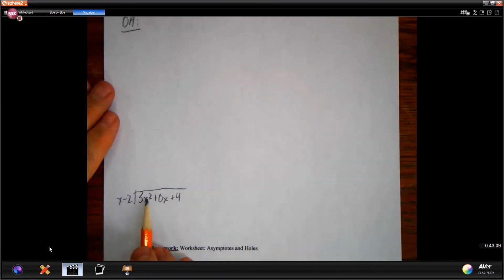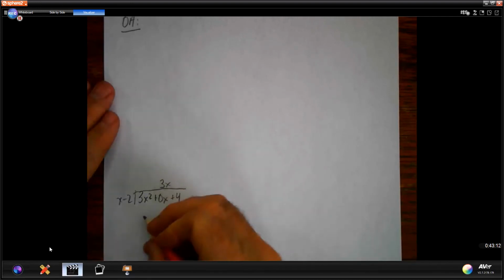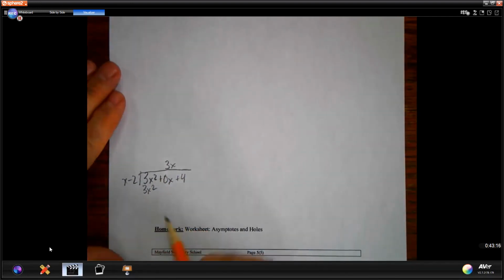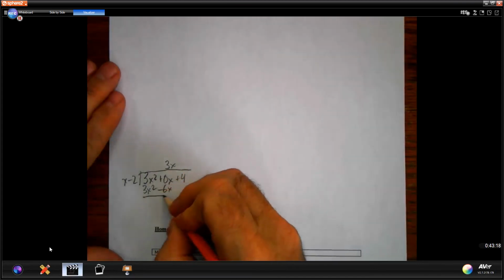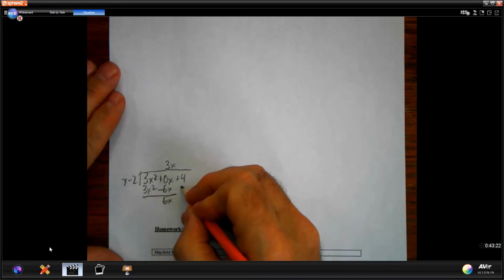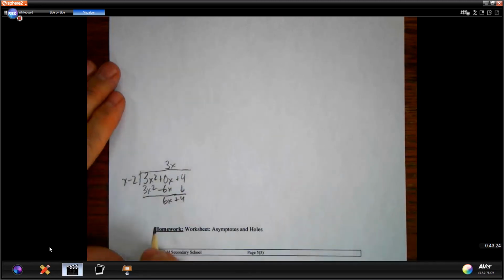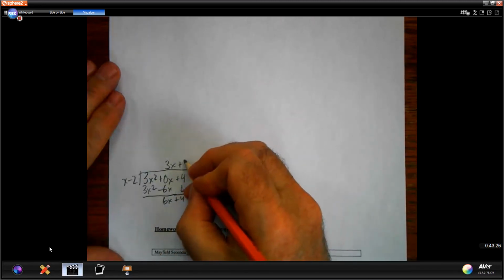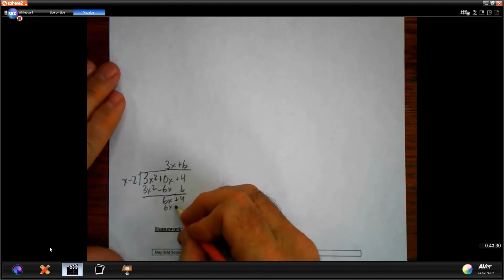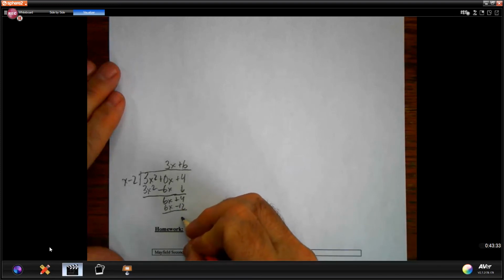So I'm going to multiply by 3x to get my 3x squared. Then 3x times -2 is -6x. Subtract, we get positive 6x, bring down the 4. Now I'm going to multiply by 6. 6x minus 12, remainder of 16.